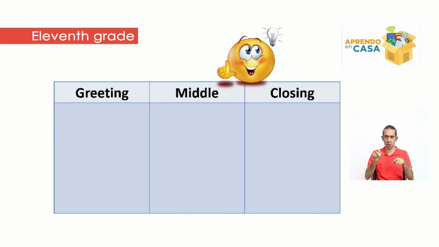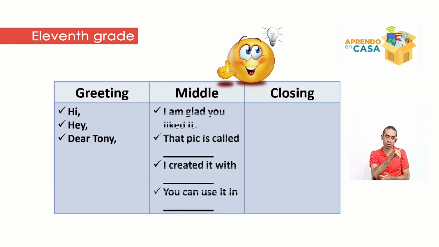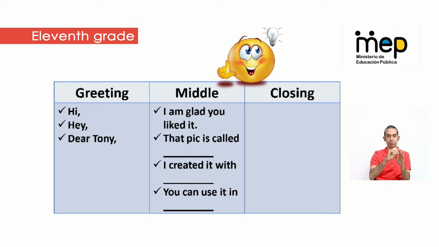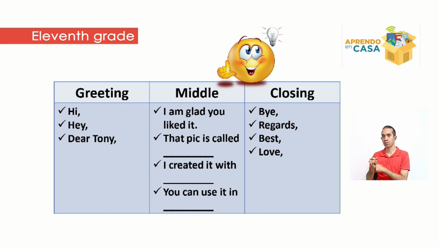So let's think about the different phrases that we can use. So what are those phrases that you think we can use in the greeting of an informal email based on what we just saw? You're right. We have hi, hey, and dear Tony. We also have in the middle, we can say something like, I am glad you liked it, or that pic is called. You see we're using the word pic, the abbreviation. I created it with, and you can use it in for the places where I can use it. And as a closing, we can have bye, regards, best, and love. Okay? So those are the different expressions.